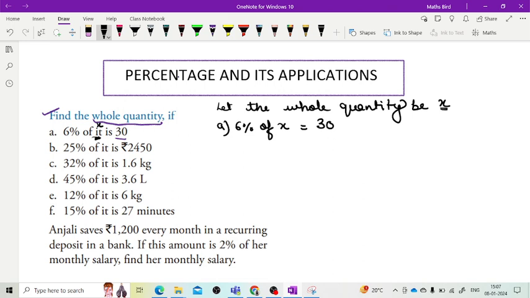That is the statement, right? If you know how to write this statement, that means 90% you have solved the question. Now percent means upon 100. 6%, that means 6 by 100. Of means multiply. x equal to 30. Now this is 6 multiplied by x, that is 6x upon 100 equal to 30.